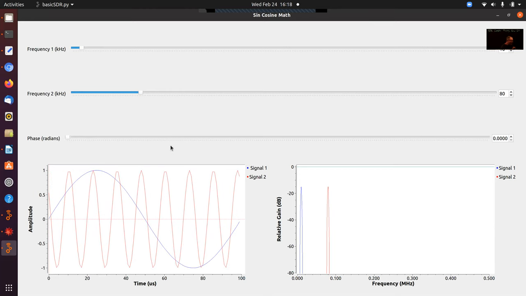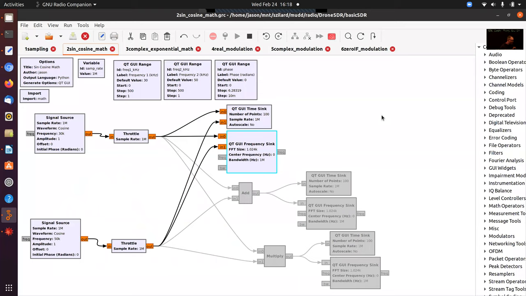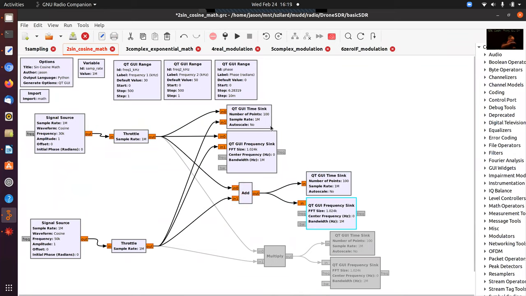And all I'm plotting here is just the frequency components. Now, let me show you what happens if I add those two things together. So I'm going to add the red signal to the blue signal, and I'm going to plot the sum.